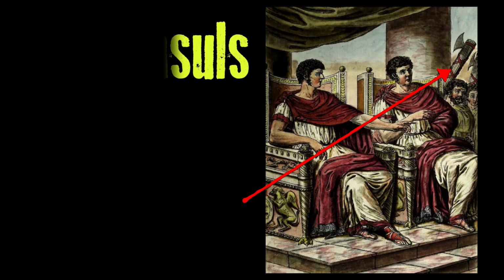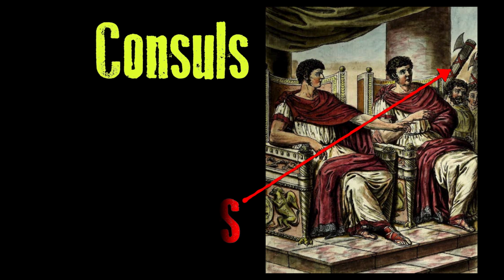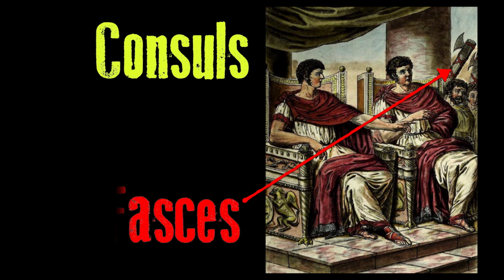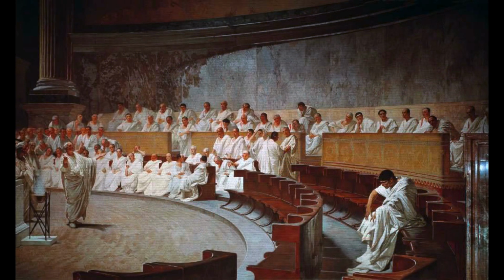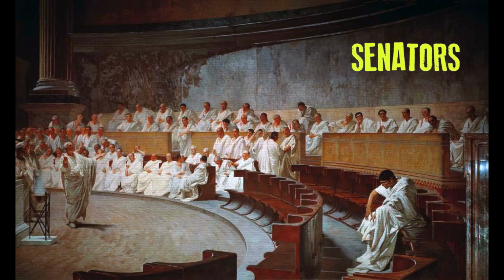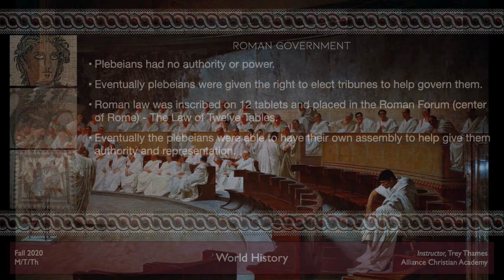Here is a picture of a couple of consuls, and you can see the fasces, that is the symbol of their authority and power in the background. Here's a picture of the Senate building with the senators, and you can see a senator orating and giving a speech, trying to get his fellow senators to move on some sort of action.